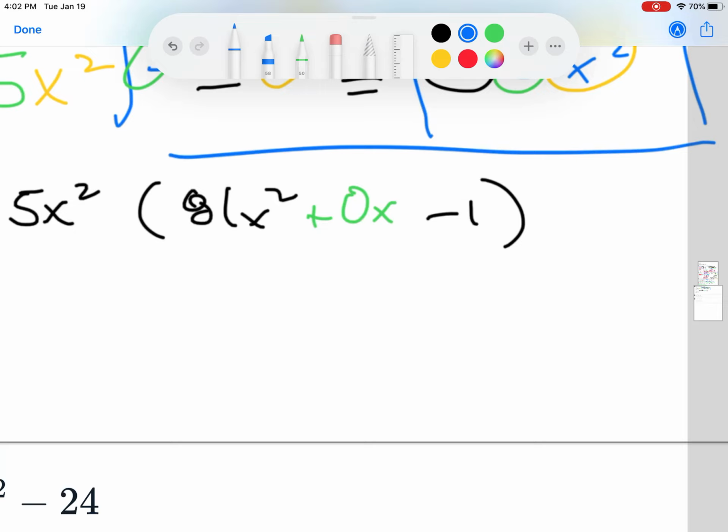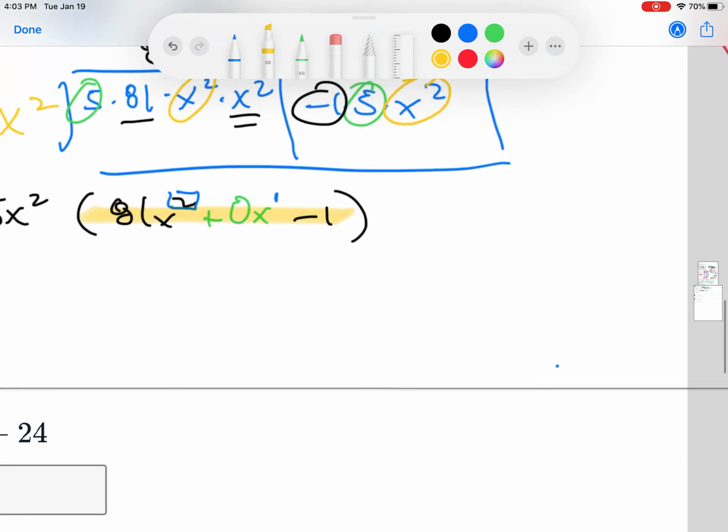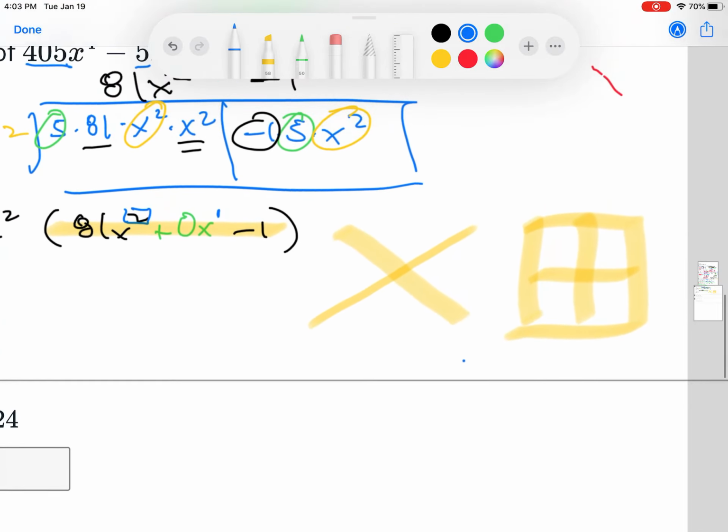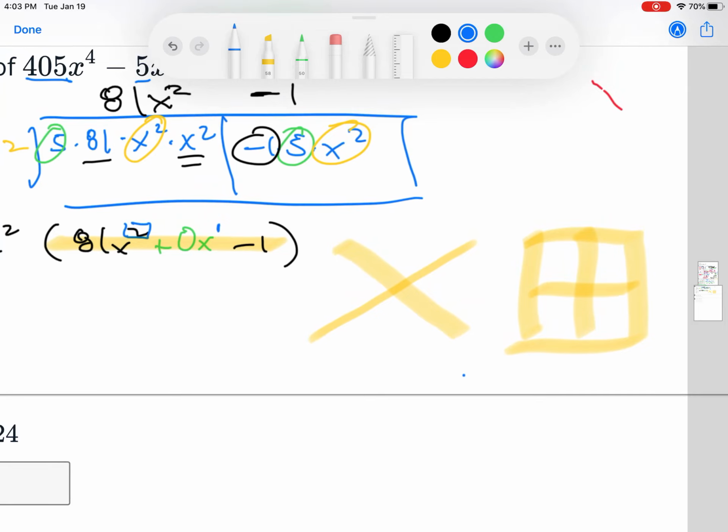I put a 0x in there because half of 2 is 1. So what we're going to do here is we're just going to factor what's inside there in yellow. Okay, let's do that together. You could also use the chunking method here, but A, B, C. A times C is negative 81.